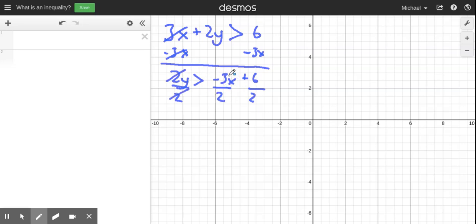Now here, 3 over 2 doesn't reduce. 2 doesn't go into 3, so I'm going to leave that as a fraction. And 2 and 6 reduce to a 3. Okay, so what I get at the end of the day is y greater than negative 3 halves x plus 3. Okay, so there's my inequality now in slope-intercept form.